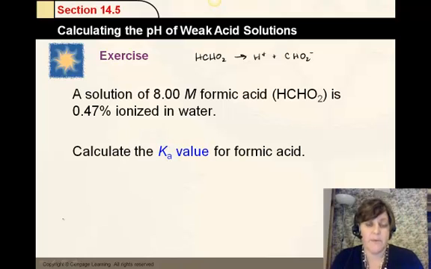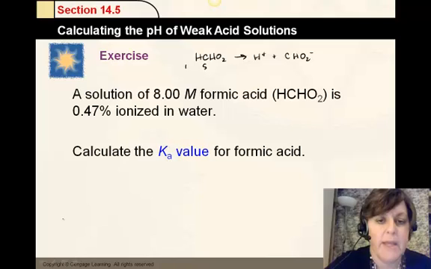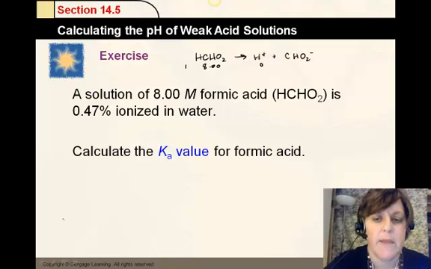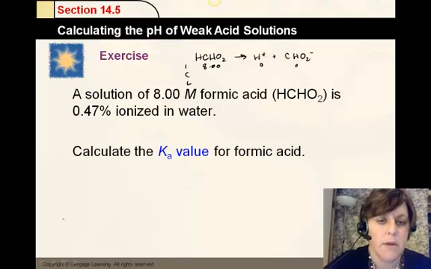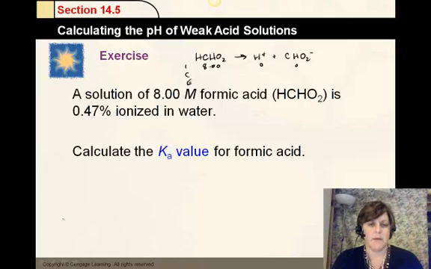I really don't have enough information to know the value of X. I do know initially we have 8 molar and I don't have any products, but I don't necessarily know the change, and I don't know the Ka value, so I can't solve for hydrogen or anything like that. So what do?